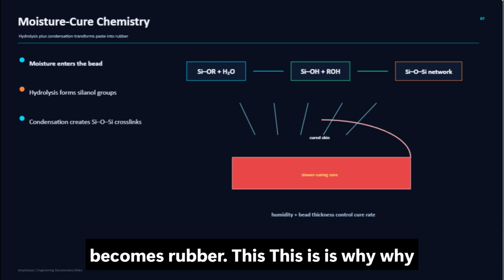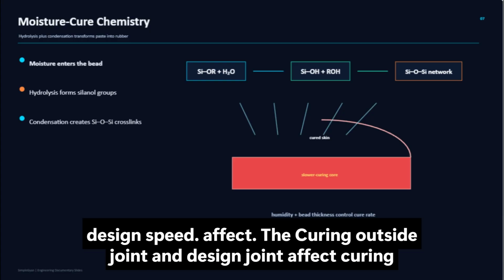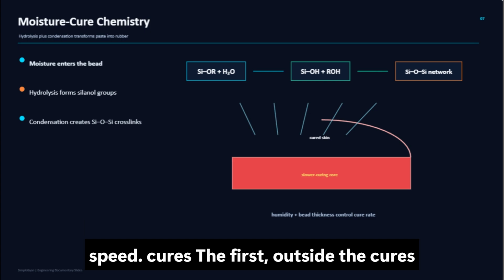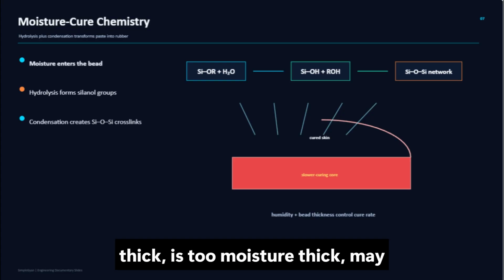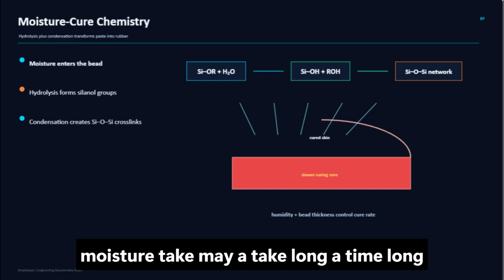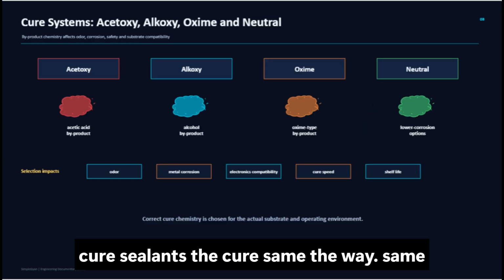The paste becomes rubber. This is why humidity, bead thickness, temperature, and joint design affect curing speed. The outside cures first. The center cures later. If the bead is too thick, moisture may take a long time to reach the core. Not all RTV sealants cure the same way.